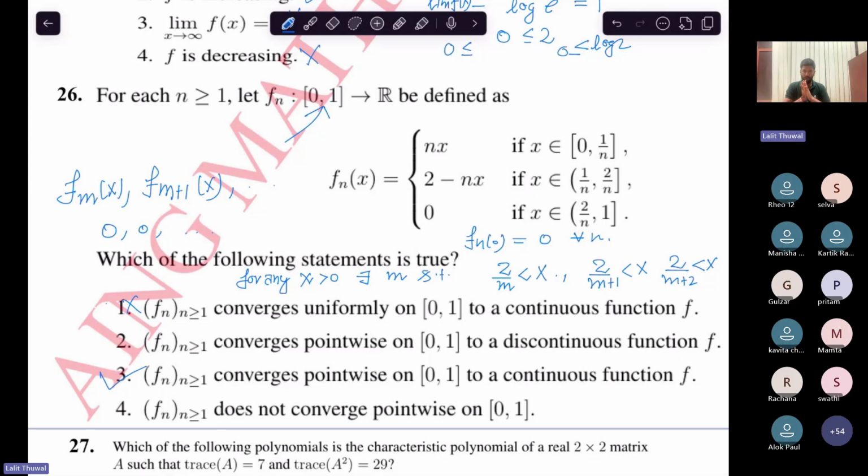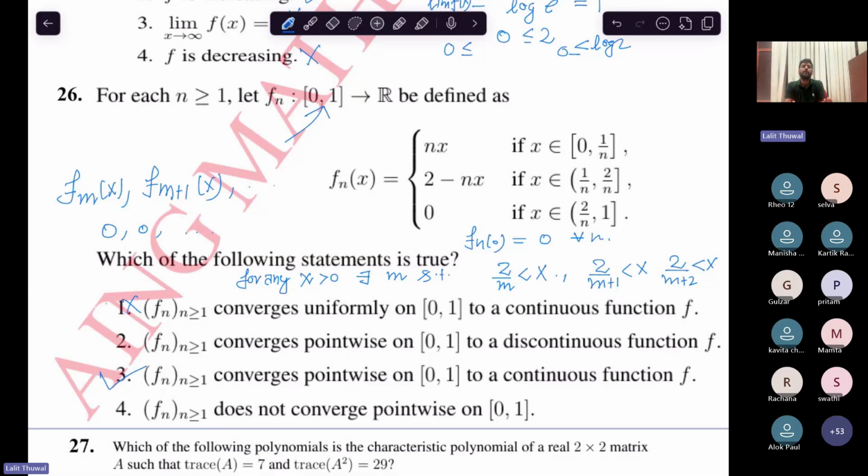You have to investigate the pointwise convergence. Without that, you can't solve the question. You don't need to investigate the uniform convergence. Some of the students might, in the exam, first see that it converges pointwise, then check whether the function is uniformly convergent or not, but that is not needed. I already told you, okay?